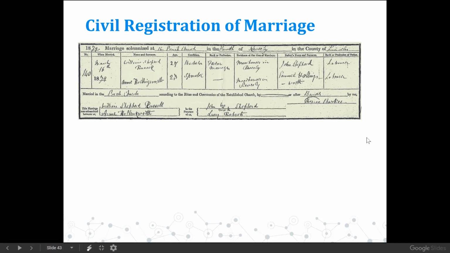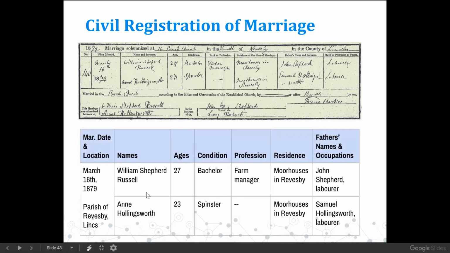So again, handwriting can be a little bit challenging. So let's look at a transcription. We've got a William Shepherd Russell marrying an Ann Hollingsworth on the 16th of March in 1879. They were both single when they married. In other words, no previous marriages. The ages all line up. Look at what we've got here.